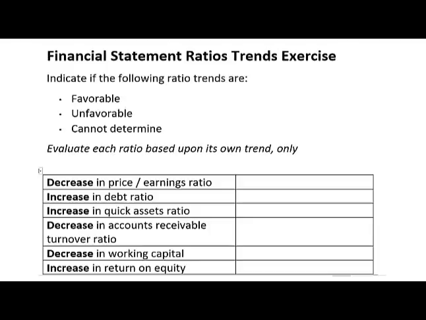So what that means, if you remember the meaning of the ratio, is that that is the amount that shareholders or the stock market is willing to pay for the value of a company's earnings. So in theory, if the price to earnings ratio is increasing, that would indicate a favorable trend. In this case, since it is decreasing, that would be an unfavorable trend.